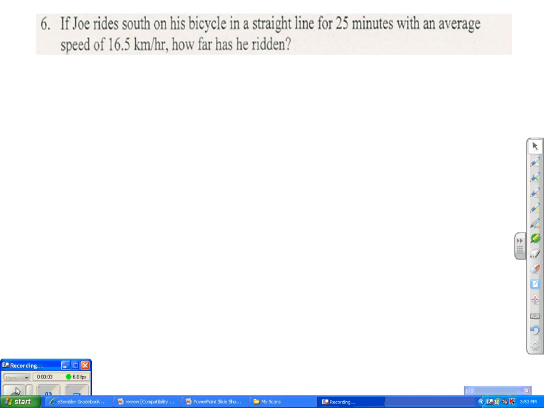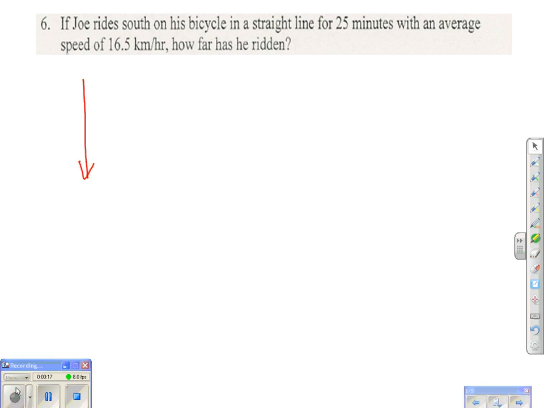All right, part 2. We're starting with number 6, so this will be number 6 through 10 of your physics worksheet for your vector test review. On number 6, it said, if Joe rides south on his bicycle in a straight line for 25 minutes with an average speed of 16.5 kilometers per hour, how far has he ridden?